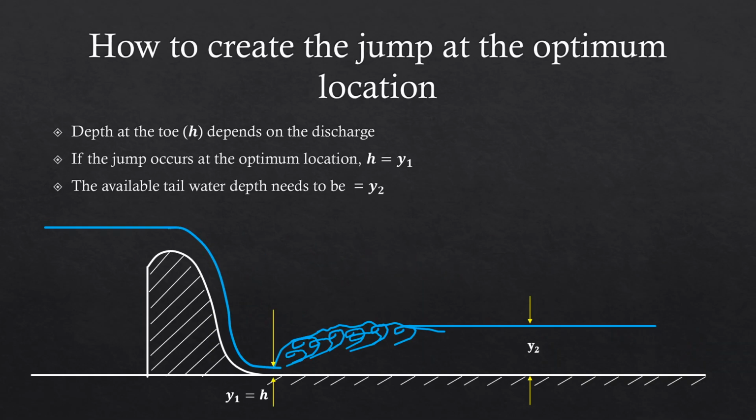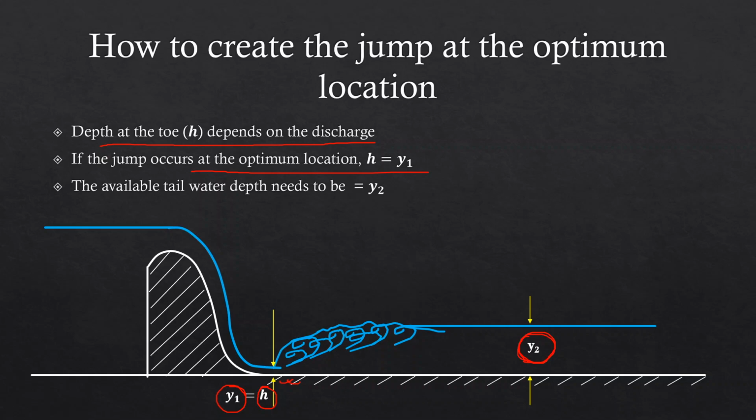Now, how do we create the jump at the optimum location, suppose? So the depth at the toe depends on discharge. So based on the discharge, you can find out what is the depth h here. If we want to create the jump right at this position, then that h needs to be equal to the upstream sequent depth of the jump required, which is y1, and the available tailwater depth needs to be equal to y2, this depth.